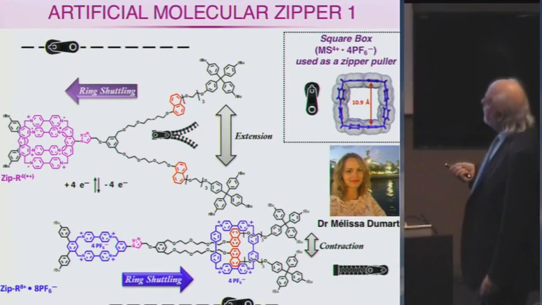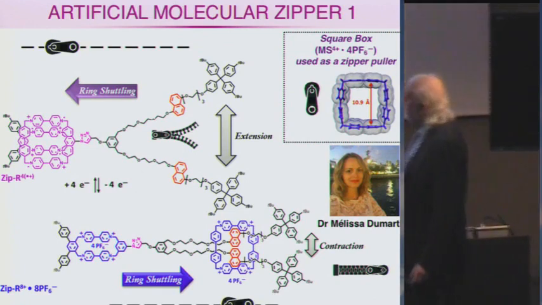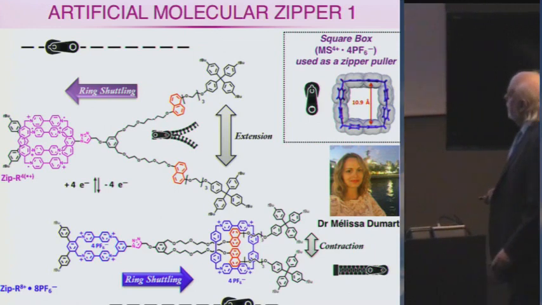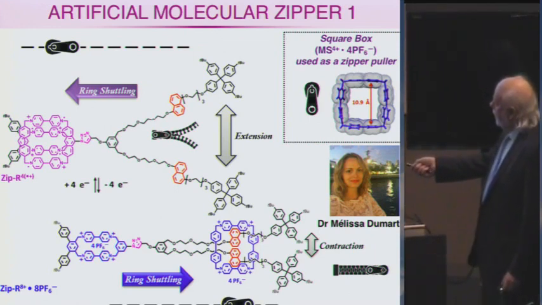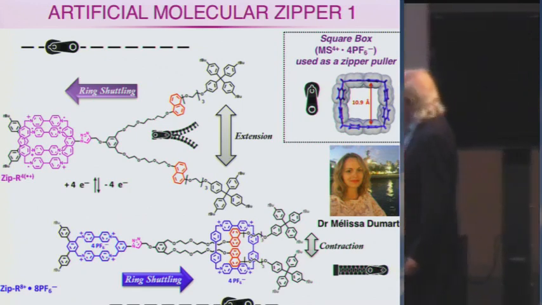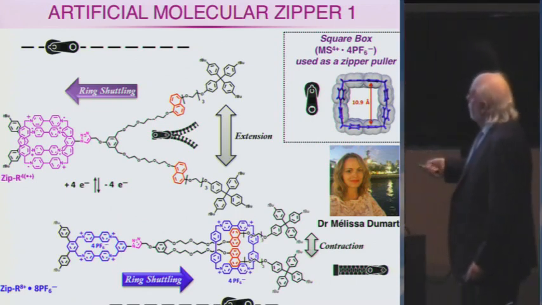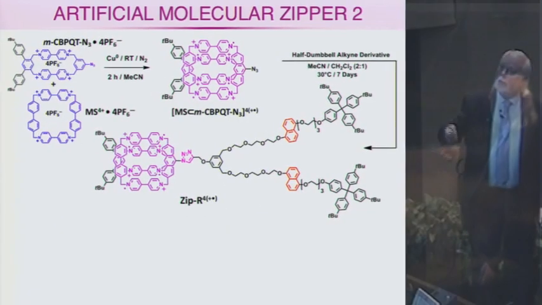Her dream, and she's very close to pulling it off, is to make a zipper-type molecule where she uses these radicals at this end here to bring the components together. But then on oxidation, the big ring will want to get away from the small ring, Coulombic repulsion. But at the same time, she's put in these very nice donor groups that it will want to complex with. And so she has gone through our synthesis.